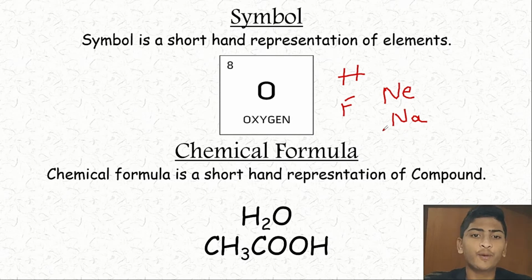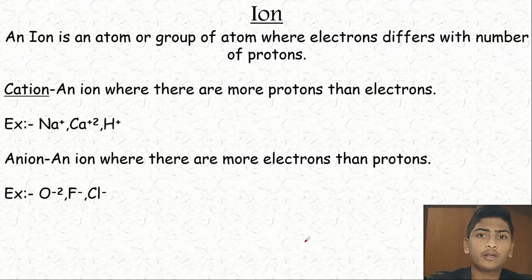Now chemical formula. Chemical formula is a shorthand representation of a compound. Here there is H2O. H2O means water. Every time we can't write water in chemistry, so we just prefer its formula, hydrogen and oxygen, known as H2O. And here CH3COOH is acetic acid or vinegar. So we'll write it as CH3COOH according to its formula.